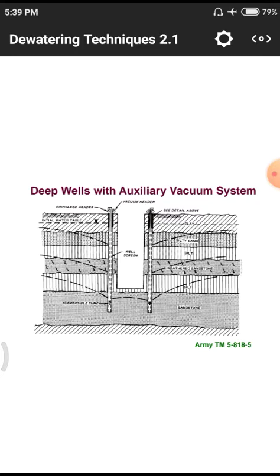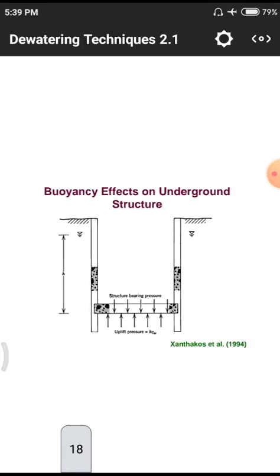Next one is the deep well and auxiliary vacuum system. That means they have to use some amount of vacuum pressure to remove the total quantity of water present in the particular soil or field itself. Next one is the buoyancy effects on underground structures. That means mainly the underground structure is our foundation or piles.